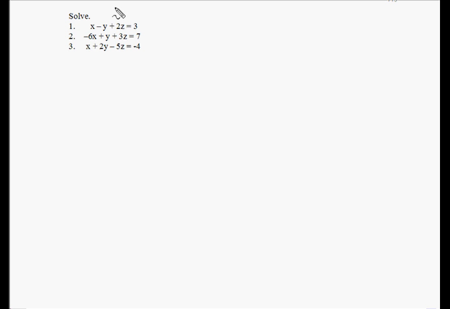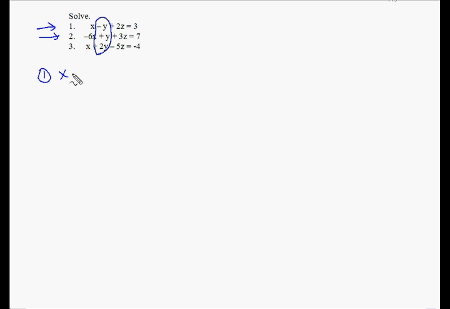Solve the system of equations using the addition method. Well, first identify which variable we'd like to try and eliminate from the three equations. It appears that y might be the easiest one to make go away. z has different coefficients. x wouldn't have been too bad. But I'm going to use equation 1 and equation 2.